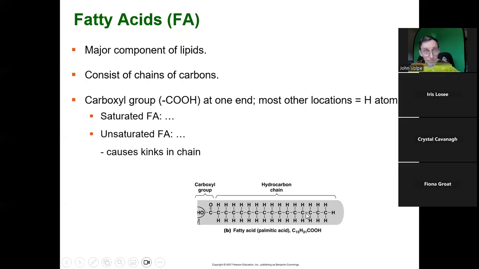The fatty acid does have one carboxyl group, the COOH group right here, but only one in the entire fatty acid. We have two types of fatty acids, the saturated fatty acid and then the unsaturated fatty acid.